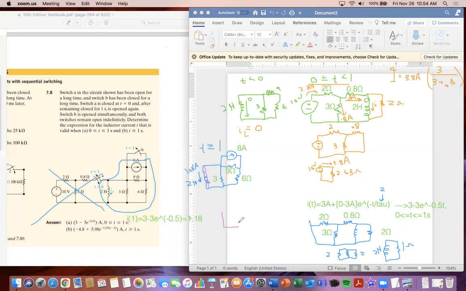So what I can do is re-represent this. Then we have the 6 and 9 ohm, and this current source. Looking at this, the 6 is in parallel with the 9, correct? Because they share these two nodes right here. So 6 times 9 divided by 6 plus 9 is 3.6. So I have my current source, and I had 3.6.